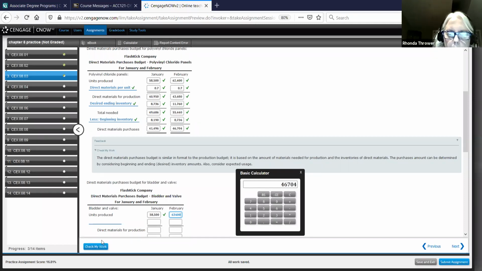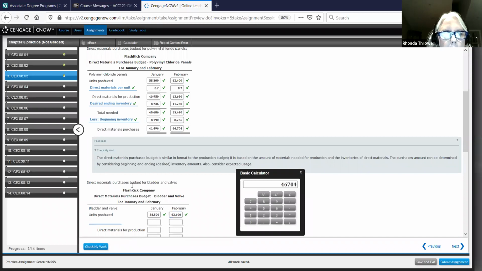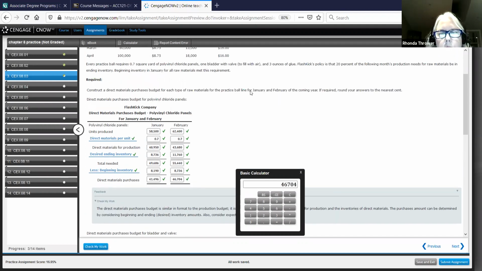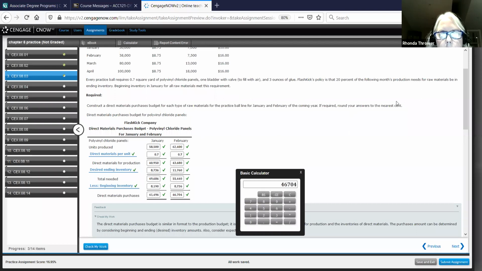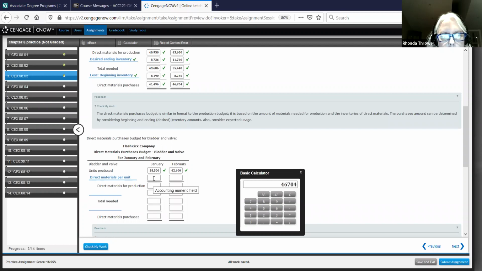I got to write the right thing down. So 62,400. That's what you started with. And then you're going to do basically the same thing. You got to multiply it by the direct materials that you need per unit. And the direct materials that we need per unit, since there was just one bladder and one valve, you would just multiply it by 1.